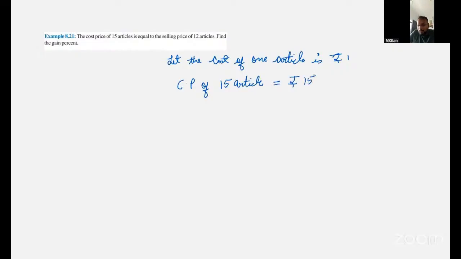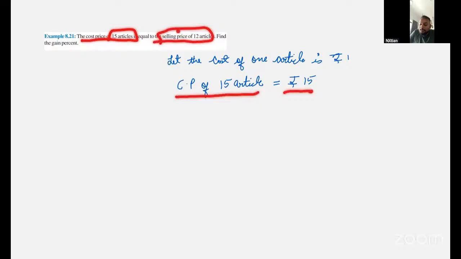I am assuming that one article costs 1 rupee, so 15 articles cost 15 rupees. Now it is given that the cost price of 15 articles is equal to the selling price of 12 articles. So the cost price of 15 articles is 15 rupees, which means that the selling price of 12 articles is also 15 rupees, because both are the same.